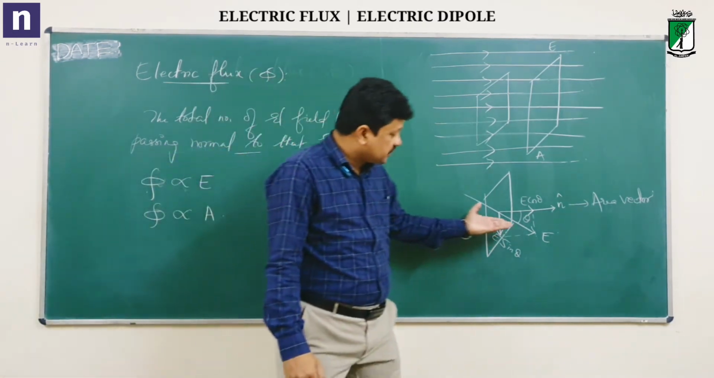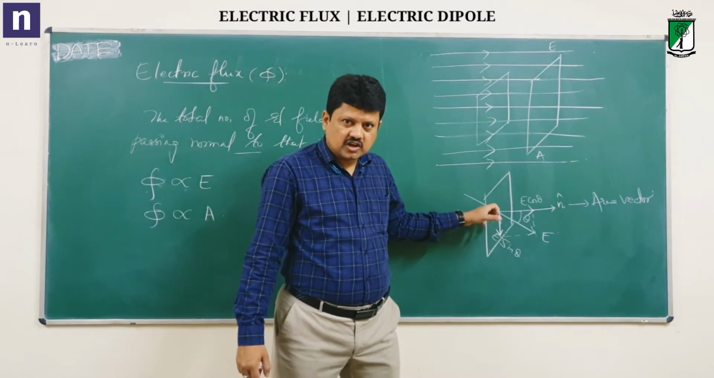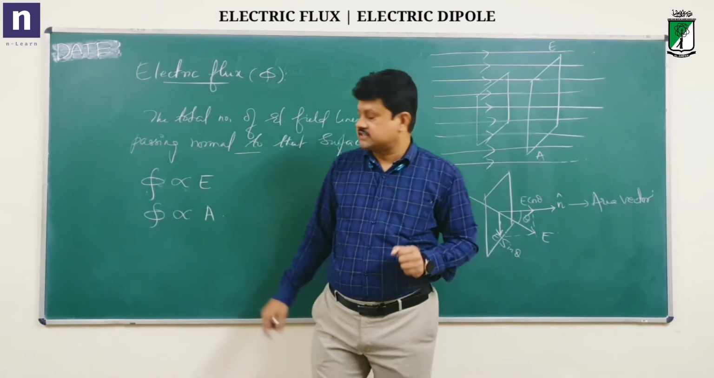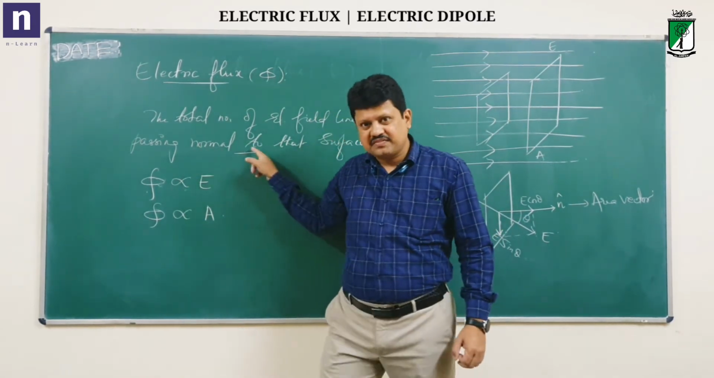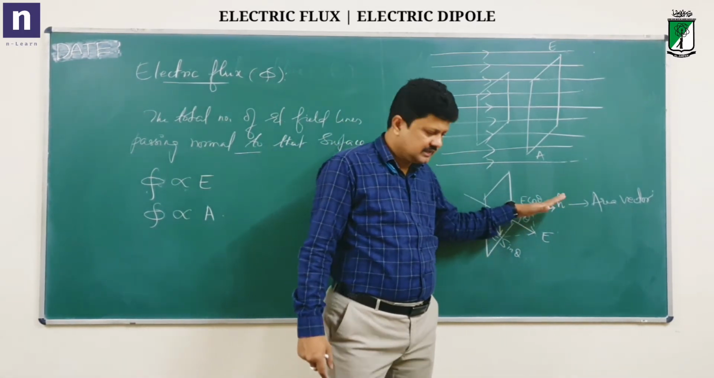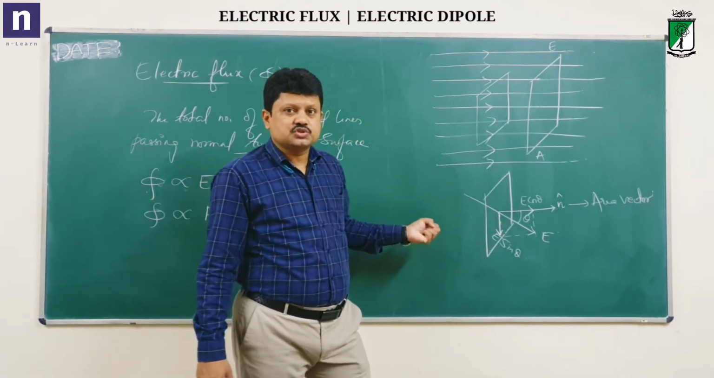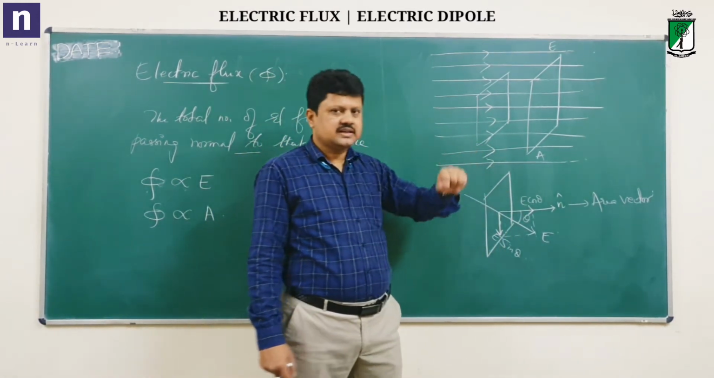Now which field lines should I count? As many field lines pass through the surface, not all the E field lines will count for the electric flux. By definition it is only the normal field lines. So every field line here has a component E cos theta which is normal and E sin theta which is parallel to the surface. Now which one will contribute to the electric flux? Only the normal component.